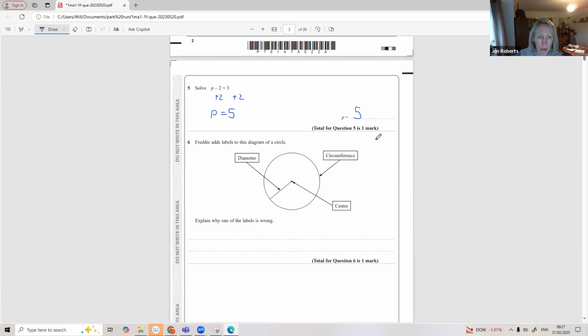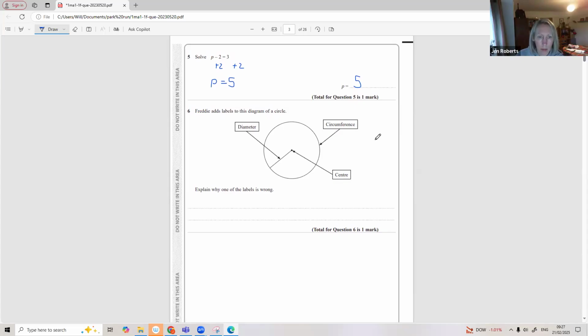It's 5. Freddie adds labels to the diagram of the circle. Explain why one of the labels is wrong. The centre, that's correct. The circumference is around the outside, correct. So it's this diameter here. It's not the diameter, it's the radius.